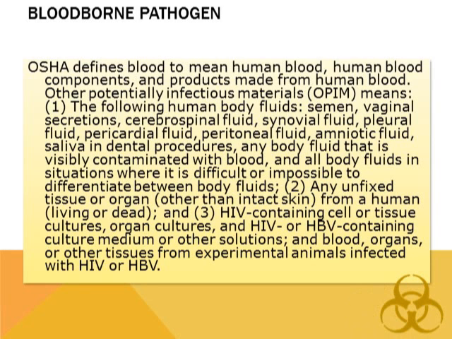OSHA defines blood to mean human blood components and products made from human blood. Other potentially infectious materials, OPIM, means 1. The following human body fluids: semen, vaginal secretions, cerebrospinal fluid, synovial fluid, pleural fluid, pericardial fluid, peritoneal fluid, amniotic fluid, saliva in dental procedures, any body fluid that is visibly contaminated with blood, and all body fluids in situations where it is difficult or impossible to differentiate between body fluids.